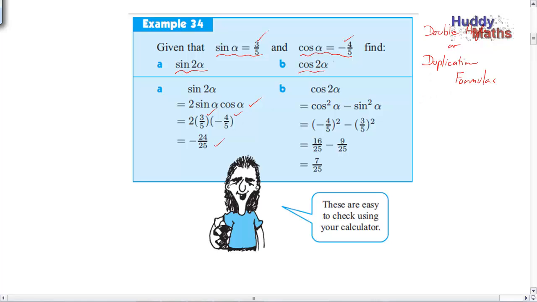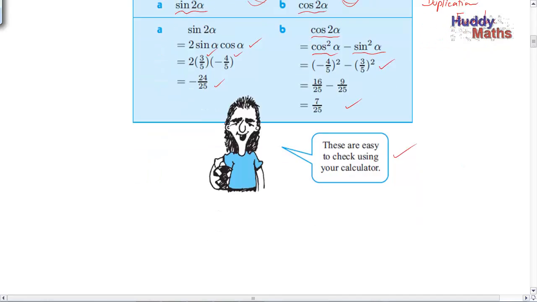Okay, what about cos 2A? We can use 3 different ones. Let's just use cos squared take sine squared. So it's this one squared minus this one squared. There we have it. And it's all over 25, so 7 over 25. So you can actually check, like this dude's saying here, using the calculator and see that it works out. But what we really want to do is use algebra with trigonometry and do it mathematically.